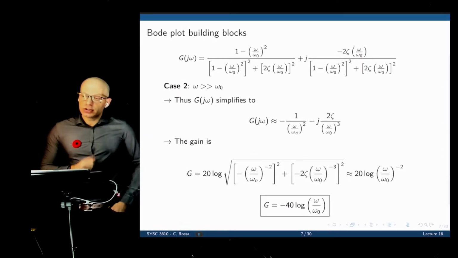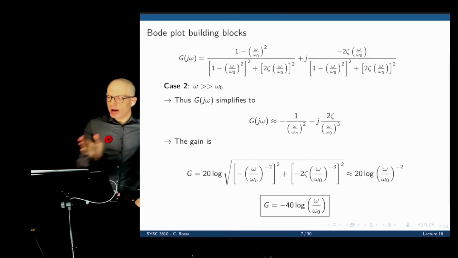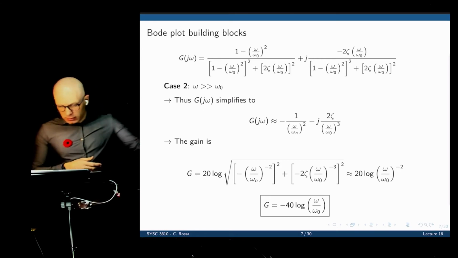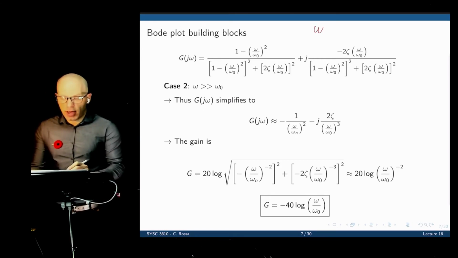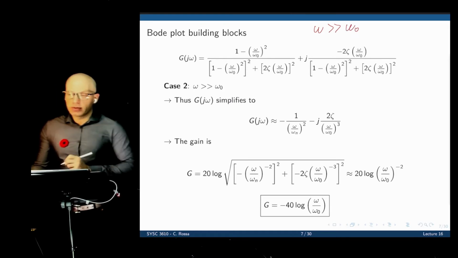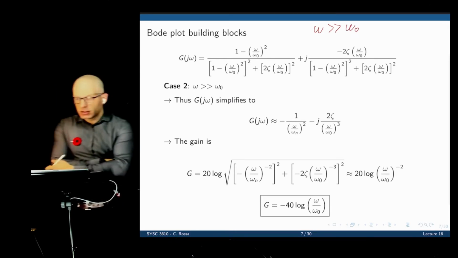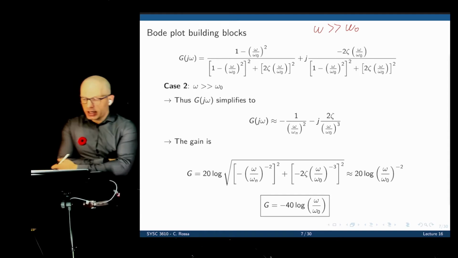Now let's consider the next case. The next case is the opposite. We passed the cutoff frequency. You are to the right of the cutoff frequency. And then the frequency we are evaluating the system at is much greater than the cutoff frequency of the system itself.